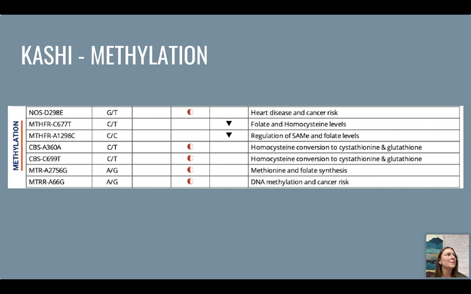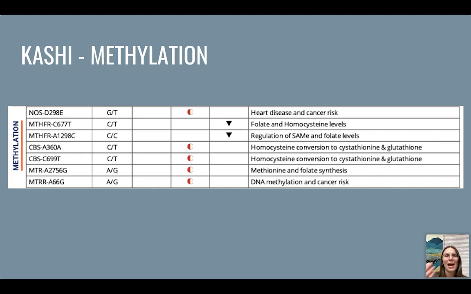For how many processes B vitamins help in our body, it's a very simple fix. Going back to that juicy B vitamin, it's a pretty simple fix for a lot of issues that can potentially arise from it. There's a lot of depressive symptoms, miscarriages, gut stuff. There's a lot that can come from poor methylation.